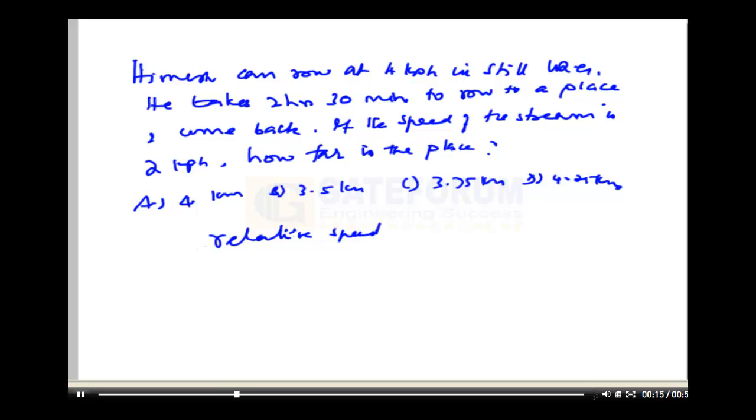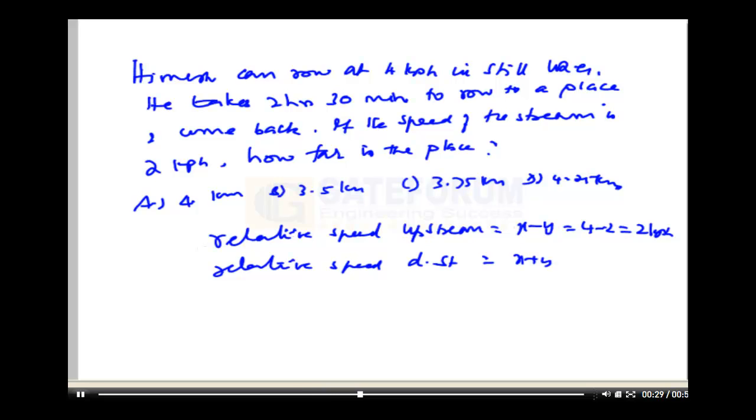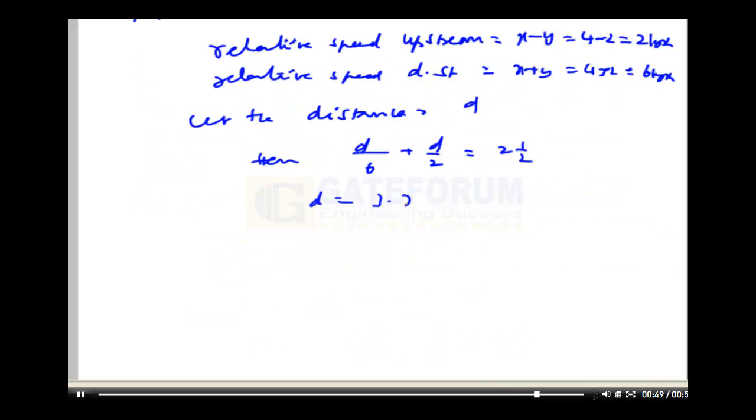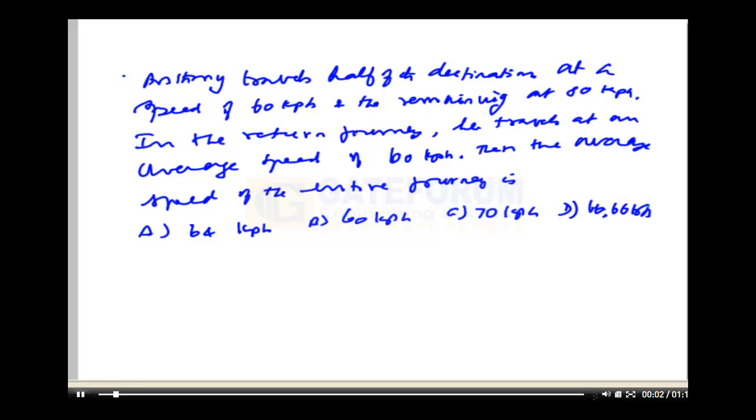So relative speed upstream is x minus y, 4 minus 2, is 2 kilometers per hour. Relative speed downstream is x plus y, 4 plus 2, is 6 kilometers per hour. Let the distance covered be d. Then d by 6 plus d by 2 is equal to 2.5. Solving, we get d is equal to 3.75 kilometers.